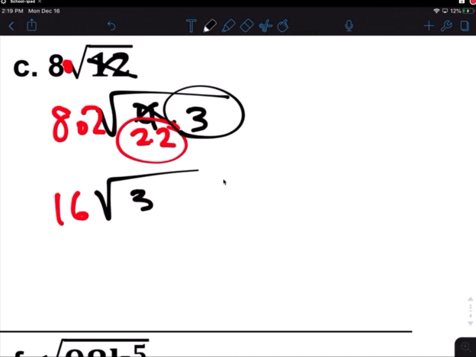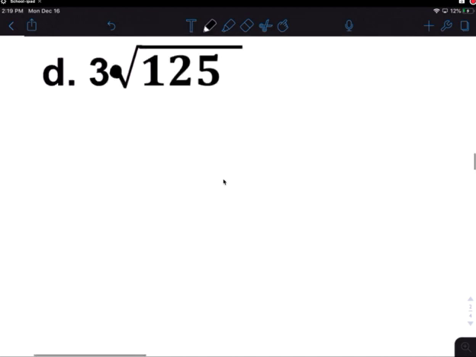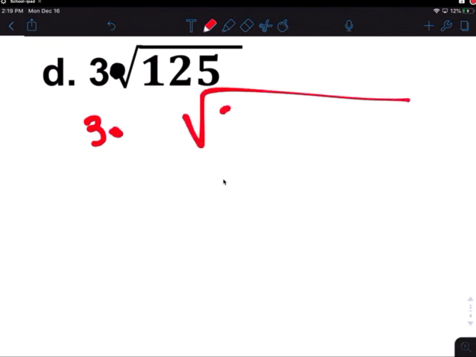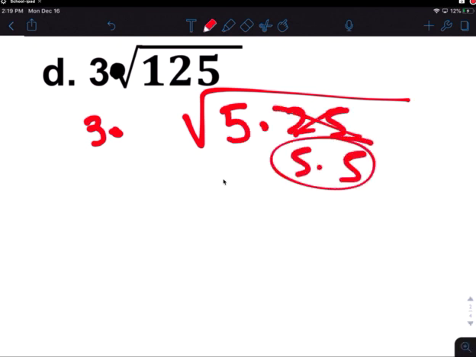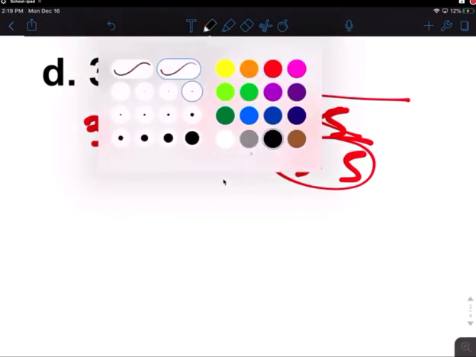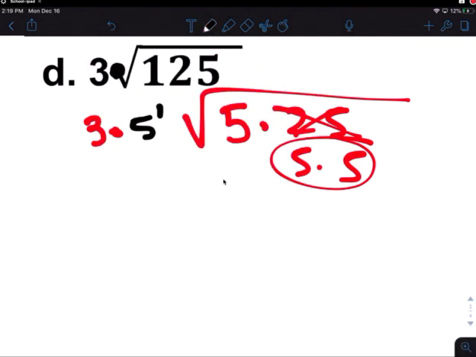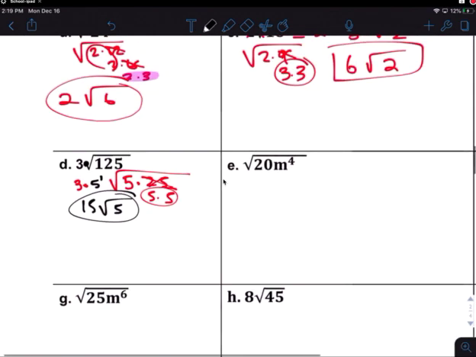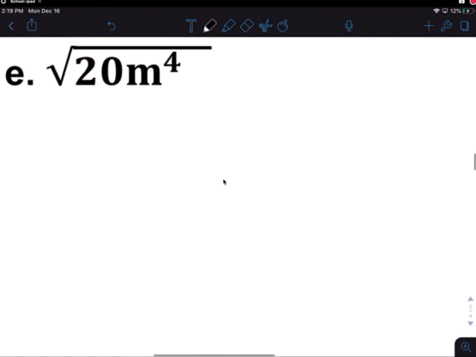D, same thing. 3 times... What's my answer there? 5 times 25. 5 times 5, you get 1 pair. So 5 to the 1. So that's 15 square root of 5. D, E. Okay.